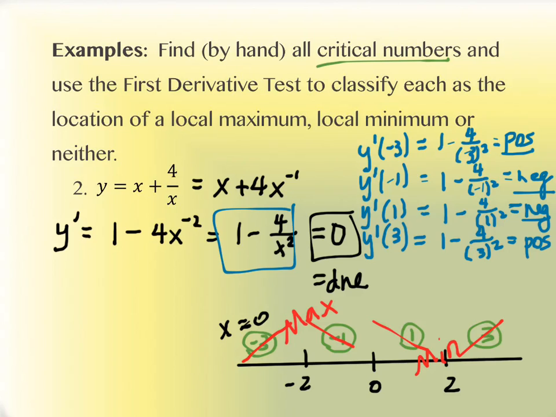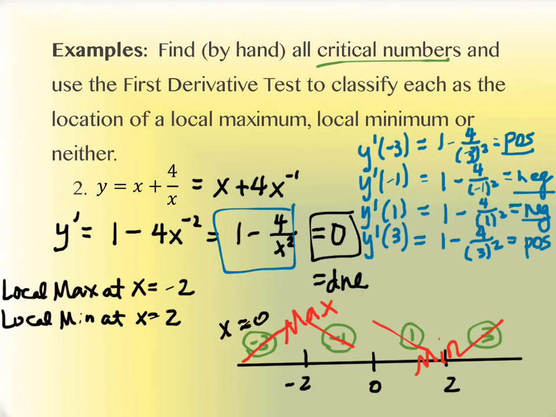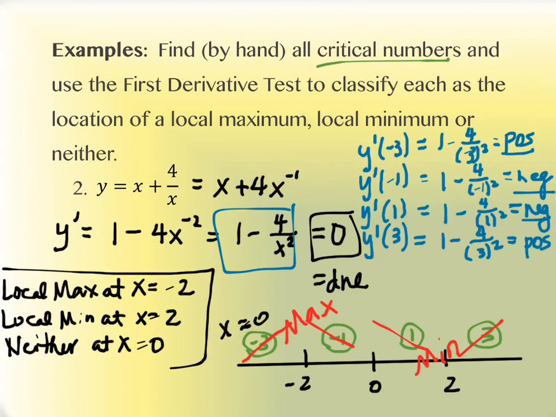For the x equals 0, yes, because they do tell you in here they want you to classify each of them. So we have a local max at x equals -2. We have a local min. You could also call these relative mins and maxes, but we have a local min at x equals +2, and we have neither at x equals 0. And if you want to be more specific, you could also identify that's an asymptote, but you're not asked to.